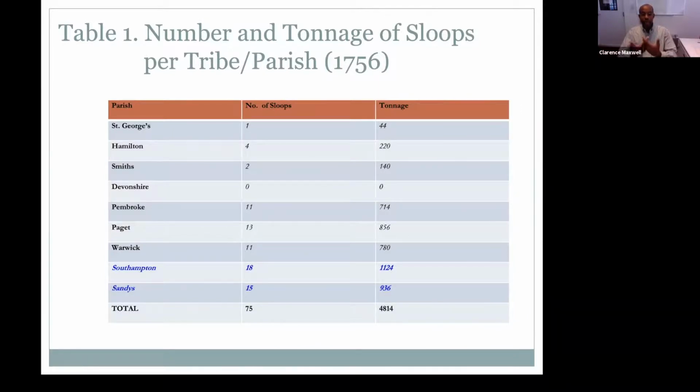They ultimately operated almost like a separate port, and almost as a rival port to the port of St. George's, which would create its own particular history and its own particular conflicts, because many of them oftentimes found themselves in competition or in conflict with, and frustrated with, the regulations that forced ships to go to St. George's before they went to Southampton and Sandys.